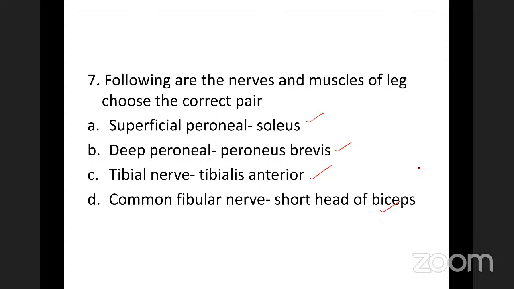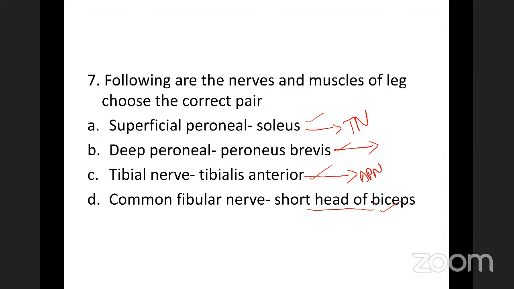Option D. Yes, very good. Now, soleus is supplied by which nerve? Tibial nerve. Peroneus brevis is supplied by which nerve? Superficial peroneal nerve. Excellent. Tibialis anterior is supplied by which nerve? Deep peroneal nerve. Very good.